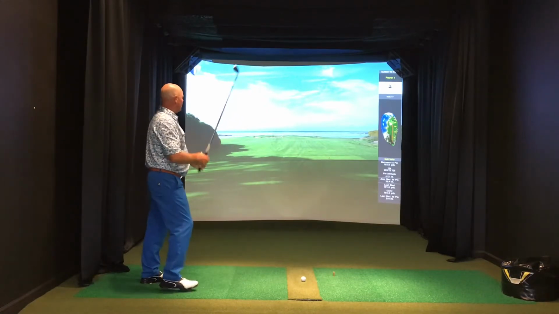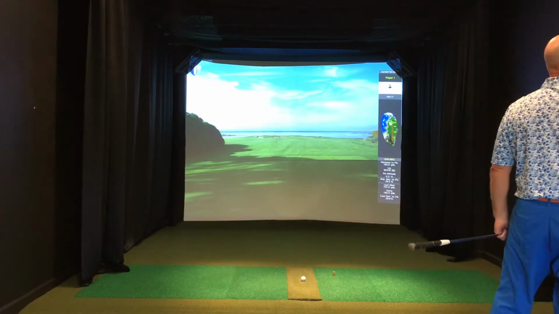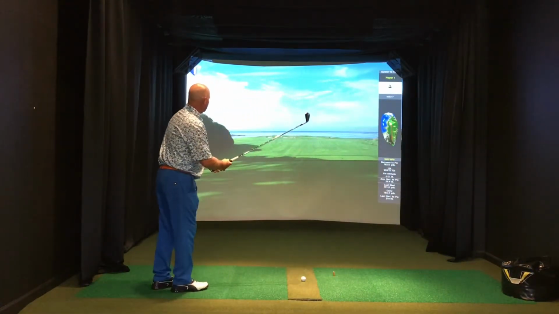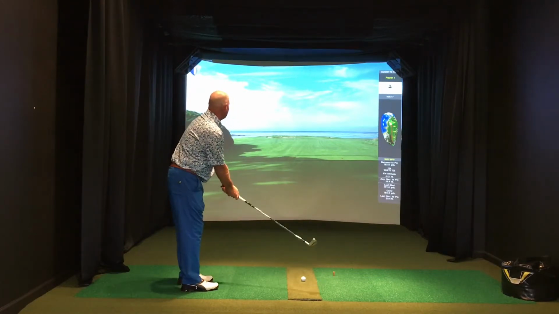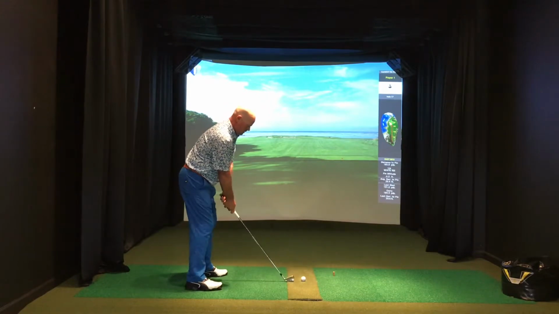So here we go again. We'll be looking at that target, swinging at that target, starting it there, getting that ball to cut back towards our end target.